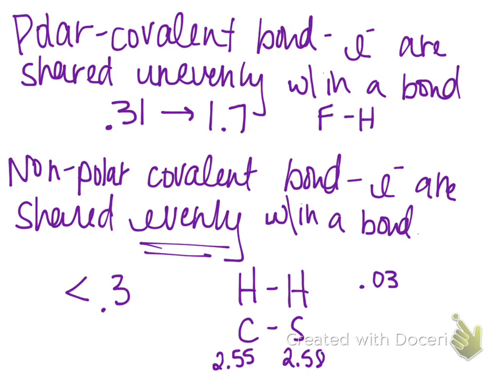Okay, so what's fluorine's value? 3.98. And what's hydrogen's value? 2 point what? 2.20. Okay. So the value there is what? 1.78.